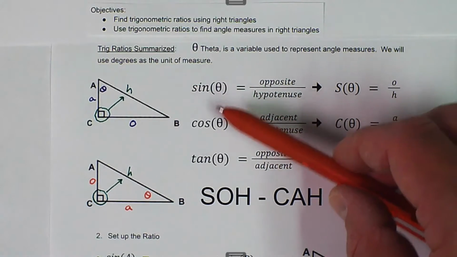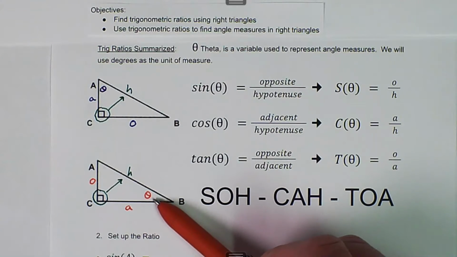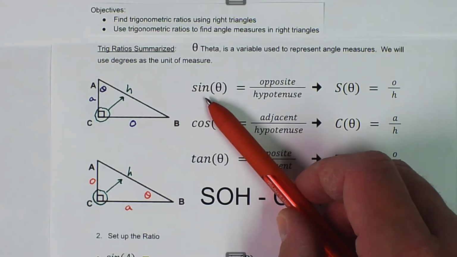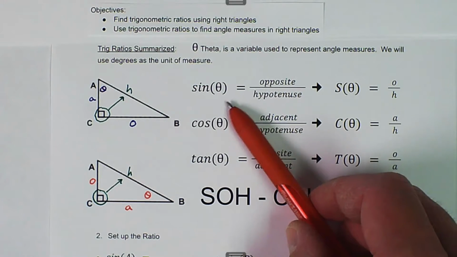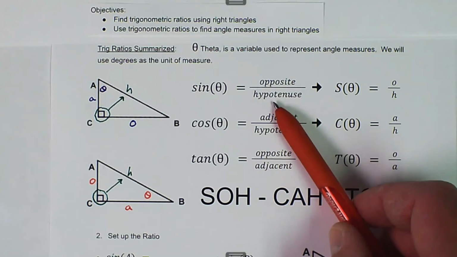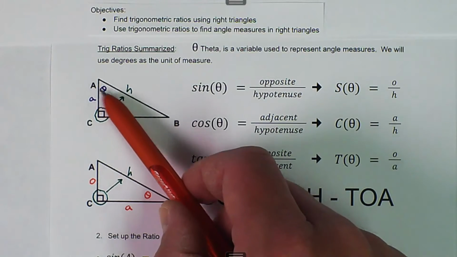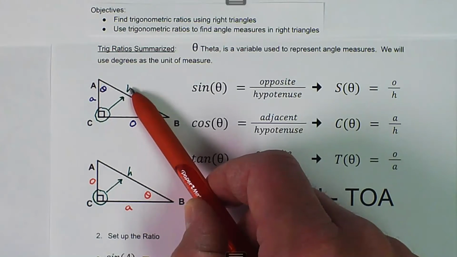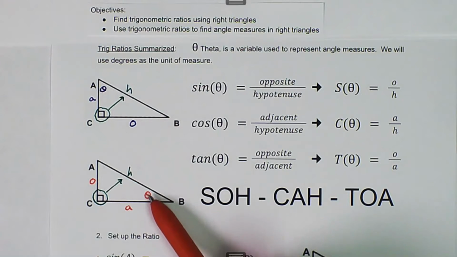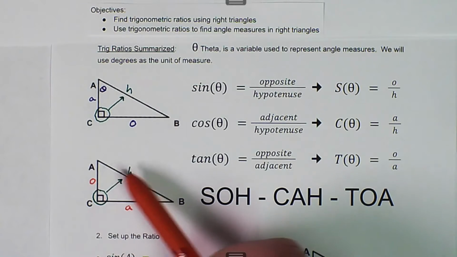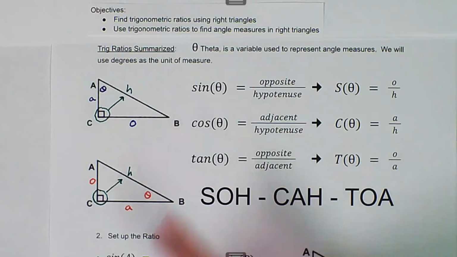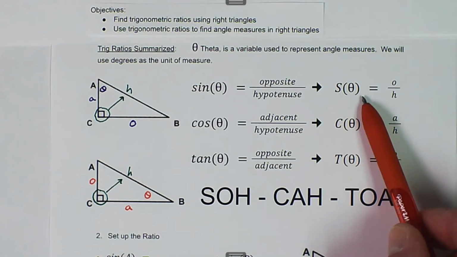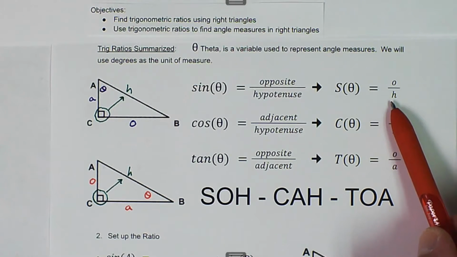So theta identifies which angle we're talking about, and then sine gives us the ratio. If we're talking about the sine function, we're always talking about opposite over hypotenuse. So sine of theta would be opposite over hypotenuse. But sine of theta where it's at B is also opposite over hypotenuse, so we can see how that ratio changes. And we can shorten it up: we can say sine theta equals O over H.